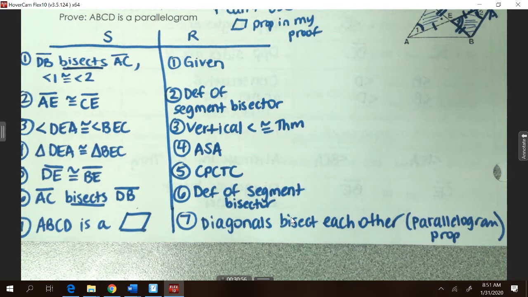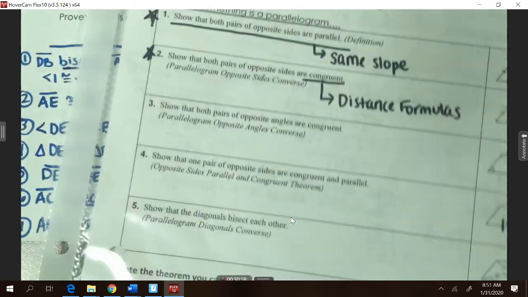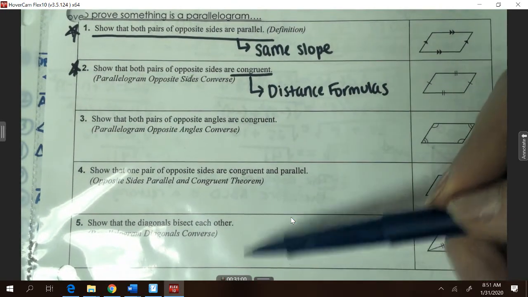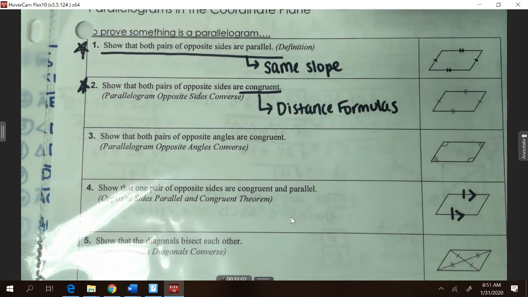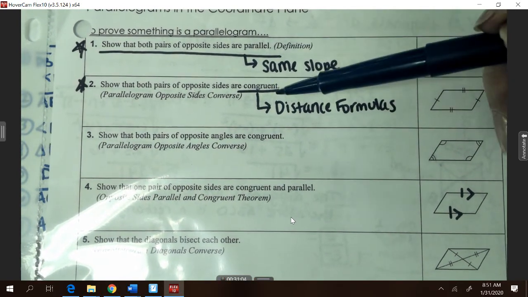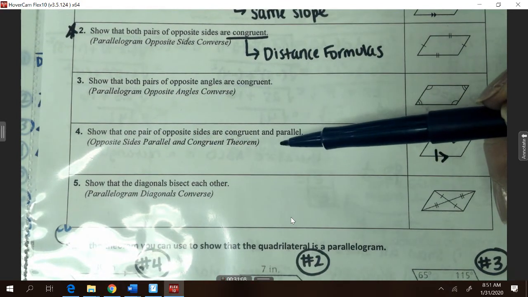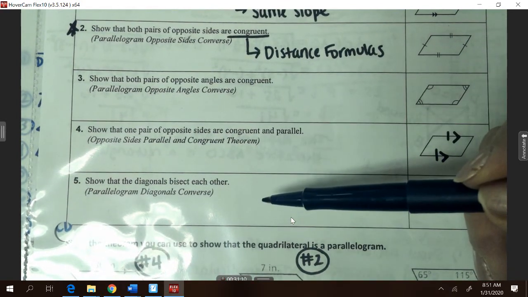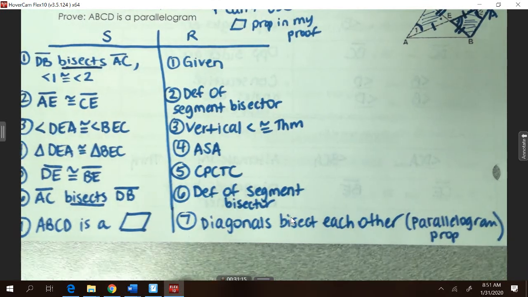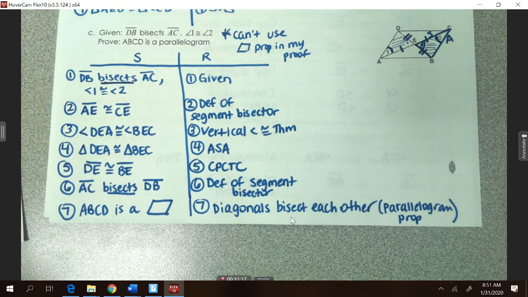Really, to show that something's a parallelogram, you have to show one of these 5 things. You have to show opposite sides are parallel, opposite sides are congruent, opposite angles are congruent, opposite sides are congruent and parallel, or the diagonals bisect each other. So we were using option number 5 to prove that it was a parallelogram. Any questions about that?